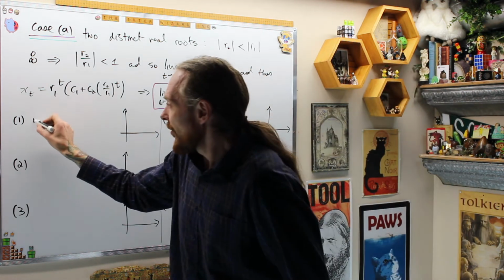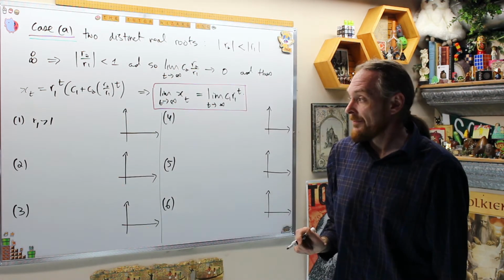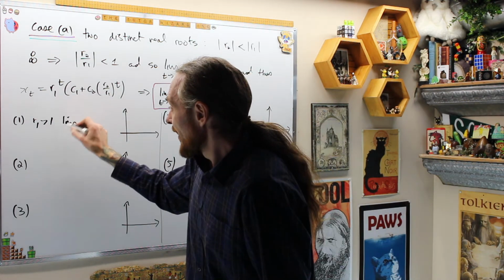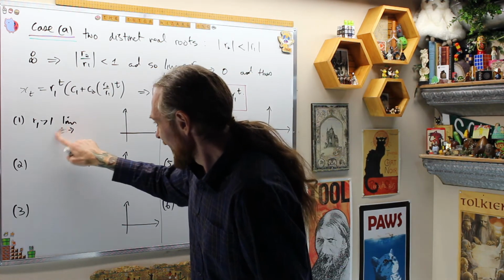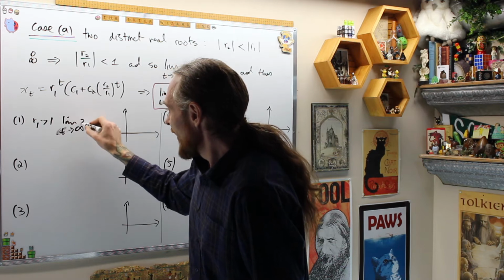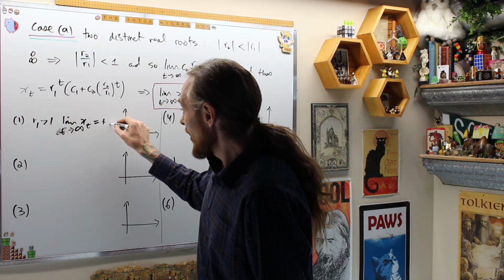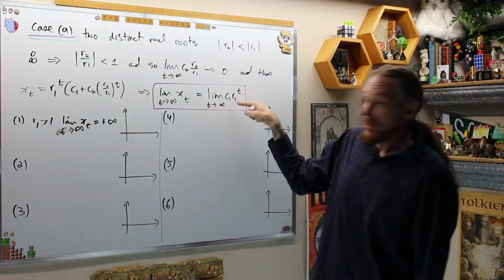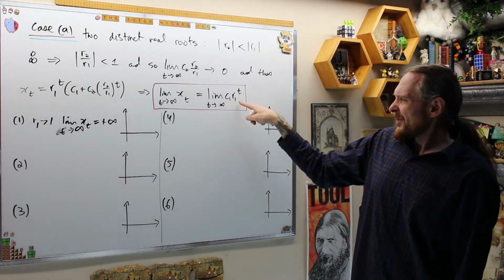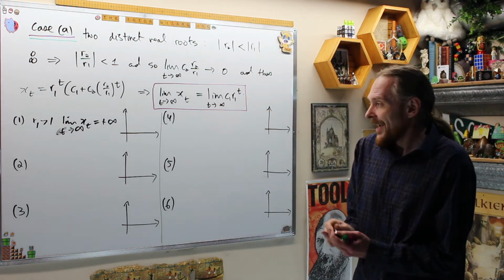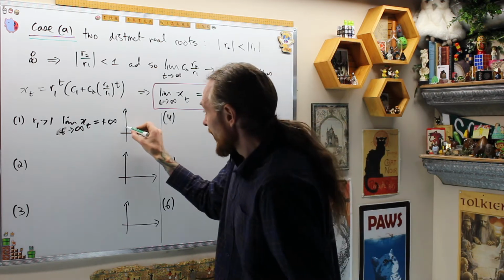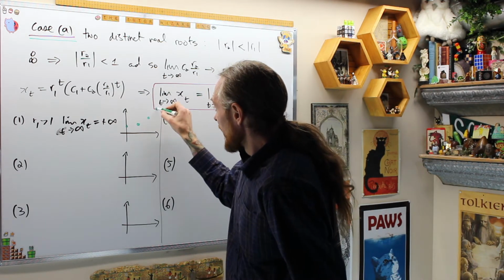If r1 is larger than 1, then the limit as t approaches infinity of x(t) is going to equal positive infinity. This leading term is going to get larger and larger. Think of 2, it'll just keep growing and growing and growing, and that's exactly what happens regardless of our initial condition. You're just going to get that it grows.